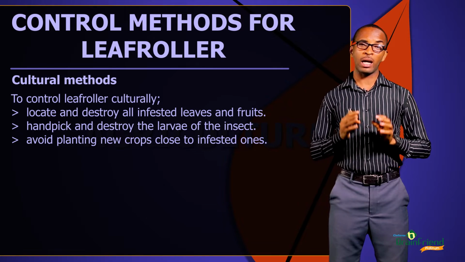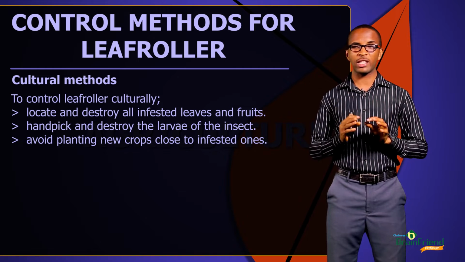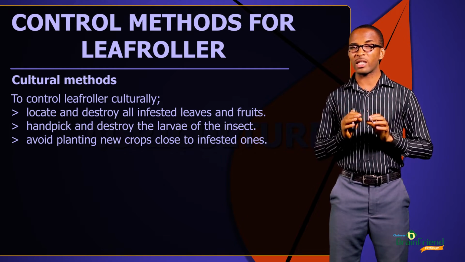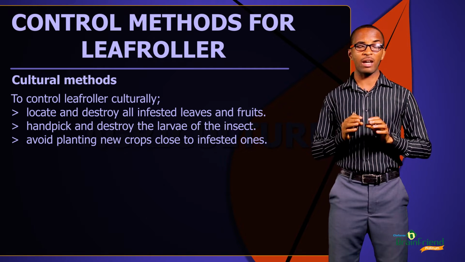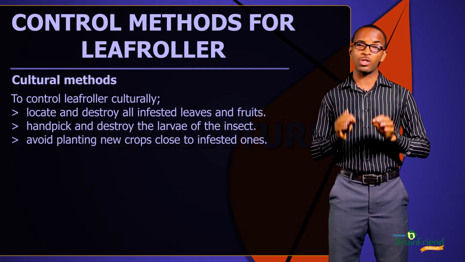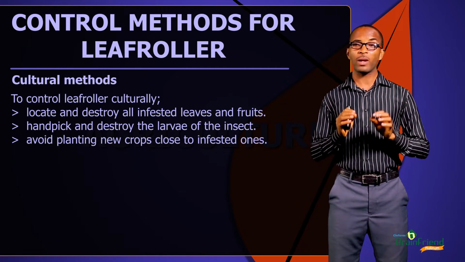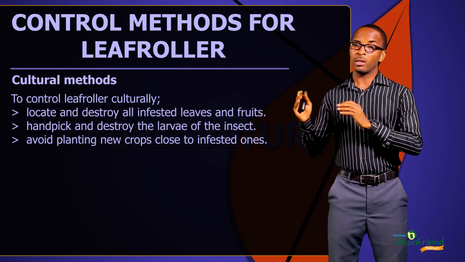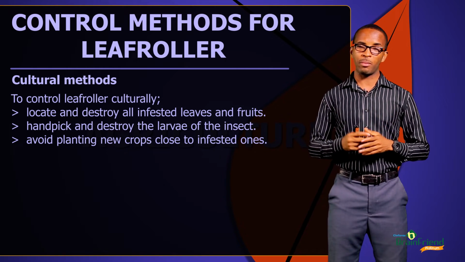with the cultural methods. To control leaf roller culturally, first you need to locate and destroy all infested leaves and fruits, and you can only do this by regularly inspecting your crops. The second one is to handpick and destroy the larvae of the insect once you see them on your crops. And lastly, avoid planting new crops close to infested crops, because they will move from the old or infested crops to the new crops and cause more damage to them.